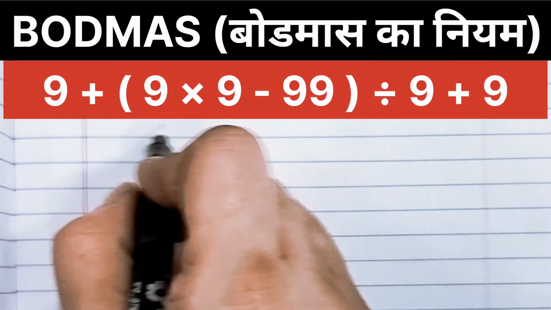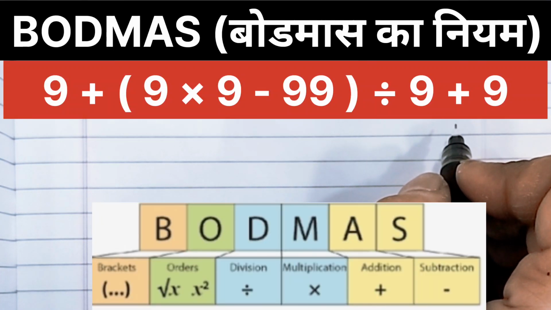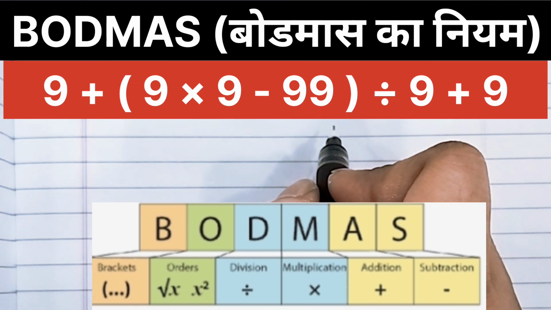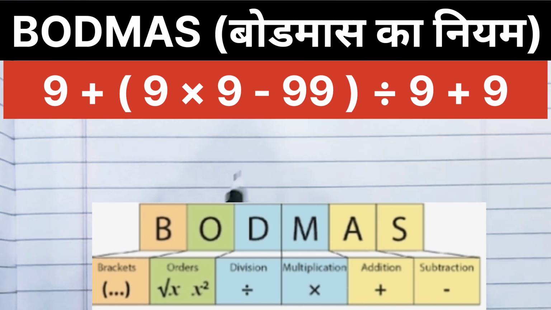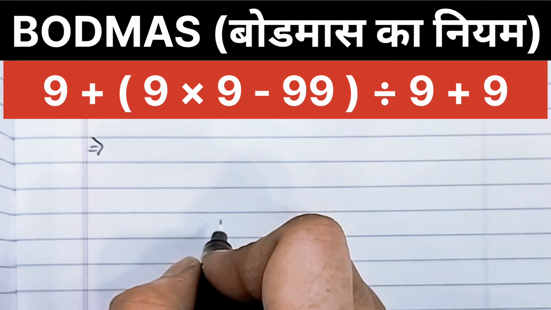Hello friends, now to solve this expression we follow the BODMAS rule, which dictates the order of operations. First brackets, then orders, D stands for division, multiplication, addition and then subtraction. Now we'll break down this expression with a step-by-step solution.